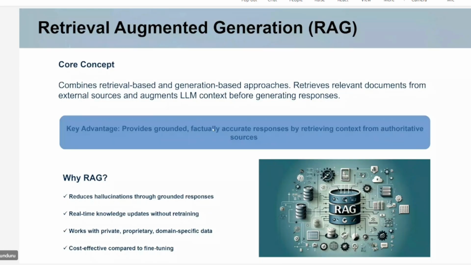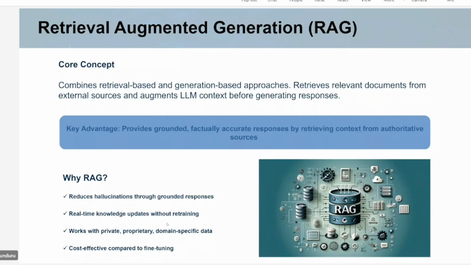Yeah, the key advantage is that it provides grounded, factually accurate responses by retrieving context from authoritative sources and sending it to the large language model to be analyzed via RAG. It reduces hallucinations through grounded responses. So the responses will be grounded based on the knowledge source, our own enterprise knowledge store, which could be a database or file system or something. Real-time knowledge updates without retraining.